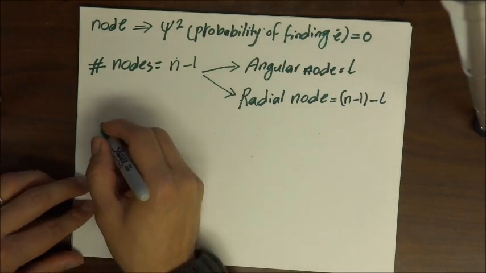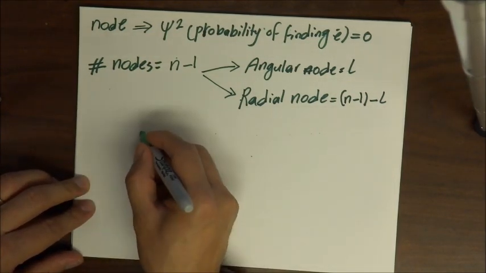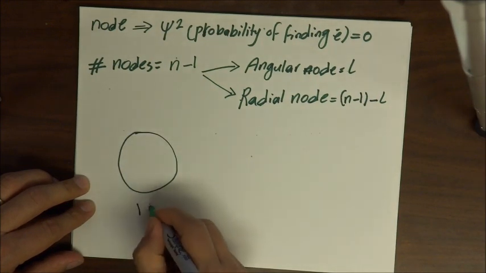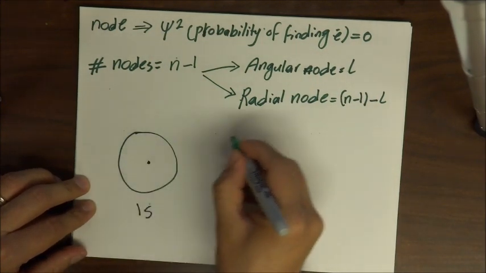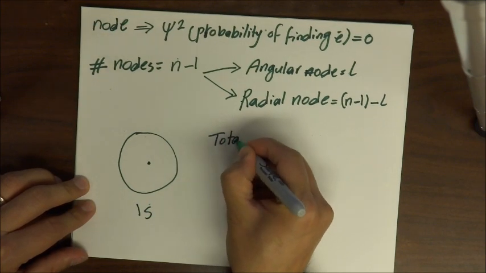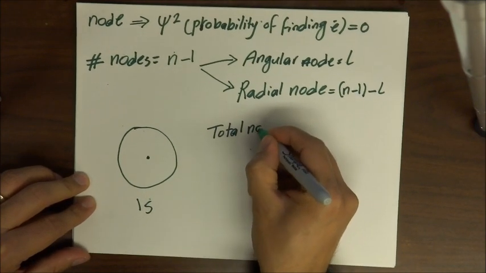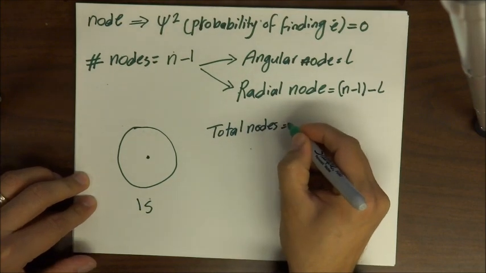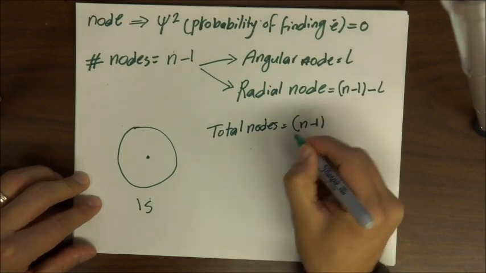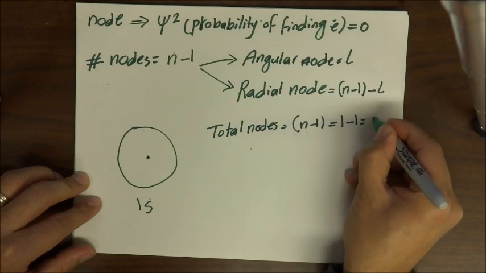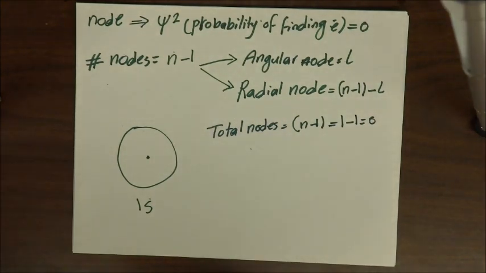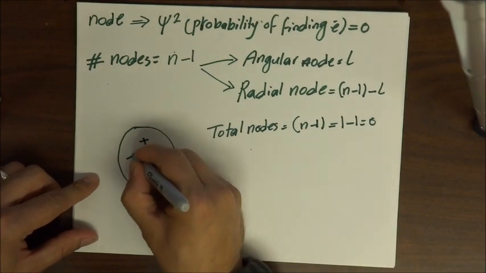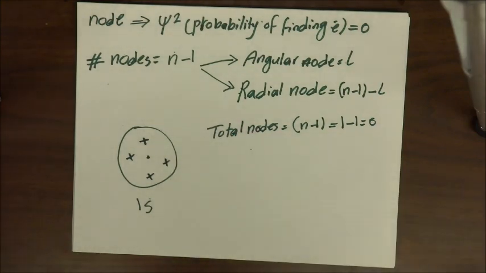So when we are speaking about the 1s orbital, total nodes will be n minus 1. It will be 1 minus 1, 0. So we don't have any node. We don't have any radial or angular node. Just give it a positive sign, and that's it. We're done with the 1s orbital.